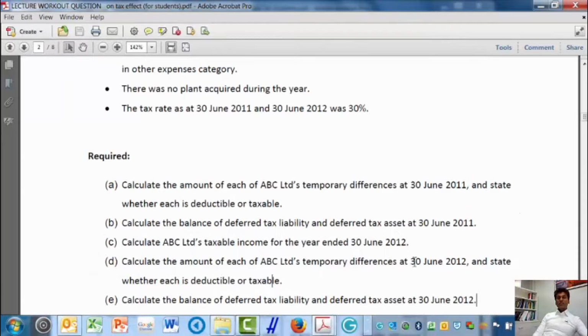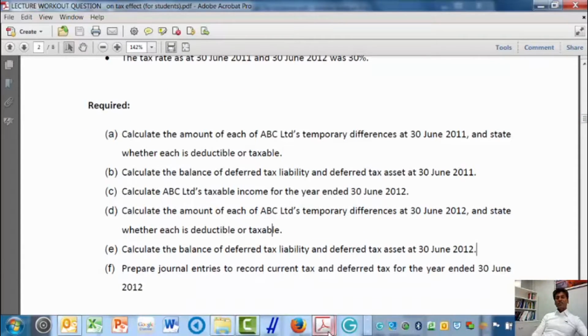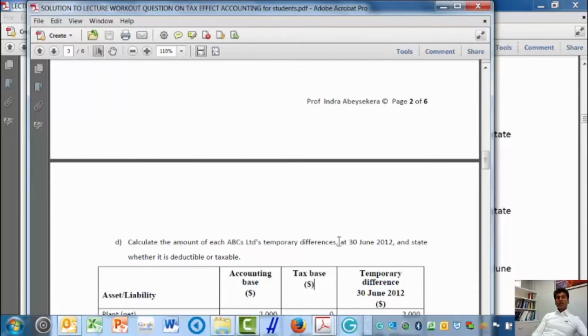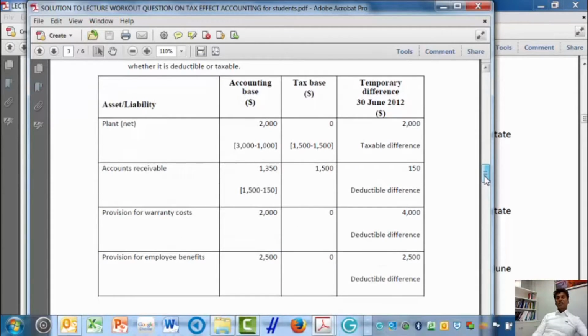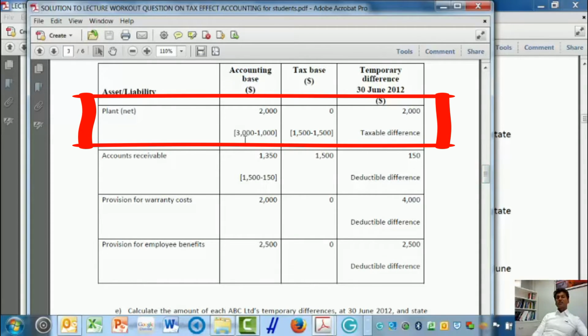Then Part D. Part D is asking, calculate the amount of temporary differences at 30th of June 2012. So Part A, we calculated temporary differences at the beginning of the year. Part D, now we are calculating at the end of the year. So here it is. We now list all the accounting carrying values and the tax basis. The plant's net carrying value was 3,000 and there's additional depreciation during the year, 1,000. The carrying value is 2,000. For taxation purposes, carrying value was at the beginning of the year 1,500 and the tax depreciation was 1,500. Therefore, the tax base now is 0.